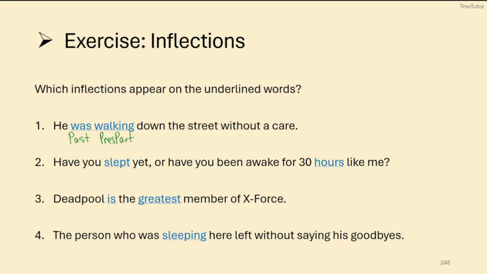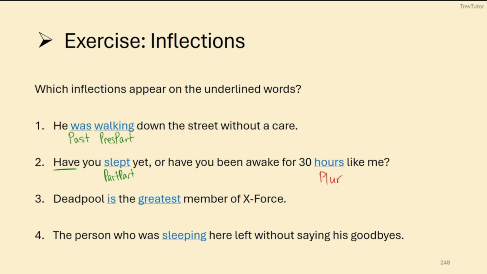Have you slept yet? Well, this one is interesting. If we think about the declarative form, you have slept yet, or you just have slept, because it's weird to say you have slept yet. What we actually have here is not the past tense, but the past participle, because in that verb chain, you have slept, we have our perfect have plus our verb with that irregular ending, which is the past participle form. Or have you been awake for 30 hours like me? We see the plural inflection on here, turning hour into hours.